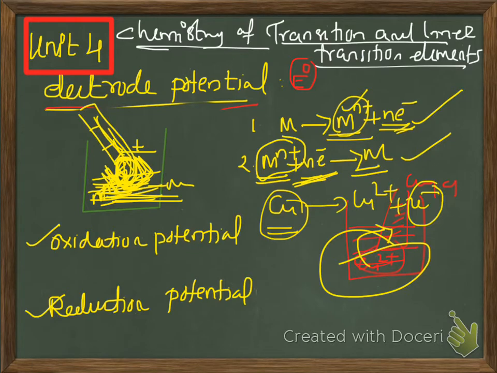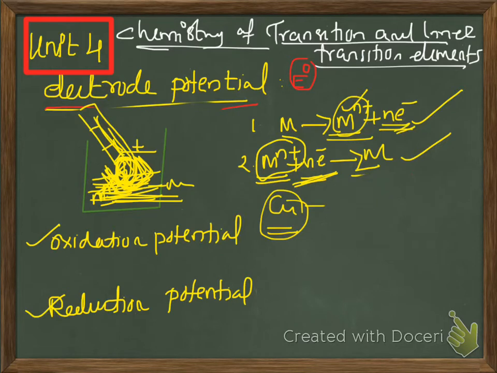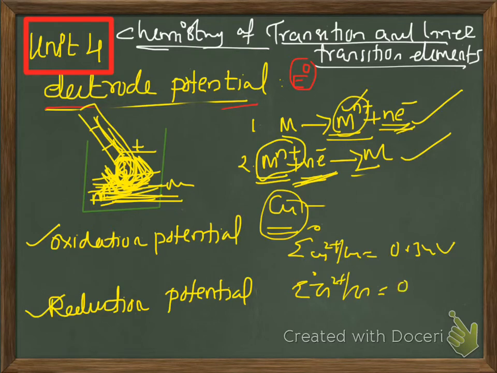The values of reduction potentials or oxidation potentials of many electrodes you have heard in your previous classes. For example, E0 Cu2+|Cu is +0.34 volt, and E0 Zn2+|Zn is -0.76 volt. These values are all known to you.